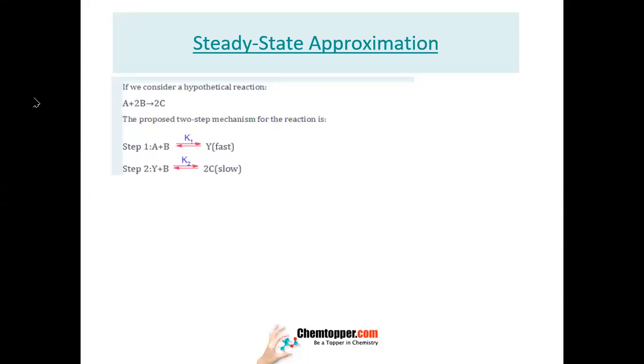Okay, can you see these two steps for this overall reaction? Can you determine the rate determining step here? What is the rate determining step, children? Step 2. Let's write down the rate law for step 2. Rate law is k times concentration of Y times concentration of B. Am I right? What's the molecularity of this step?